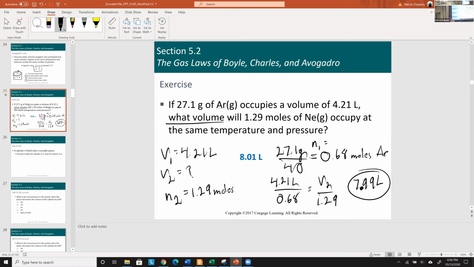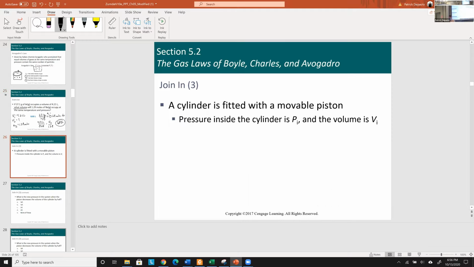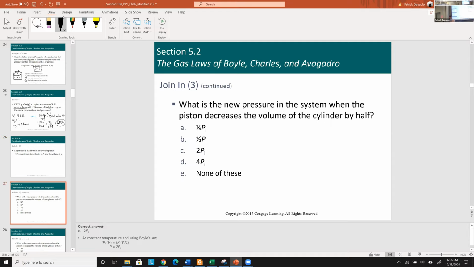All right. So anybody have any questions on that one? Again, it's another just plug and chug. Okay, cool. So let's see this one. A cylinder is fitted with a movable piston. The pressure inside the cylinder is PI, and the volume is VI. What is the new pressure in the system when the piston decreases the volume of the cylinder by half?